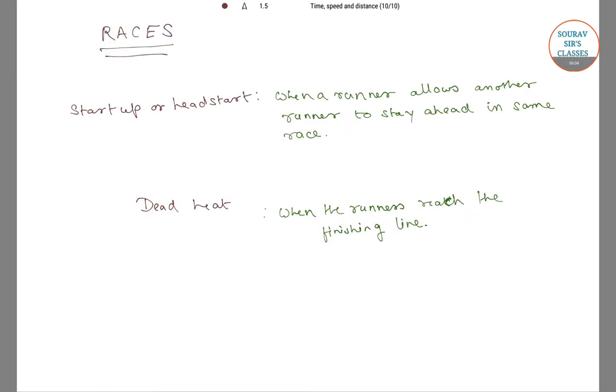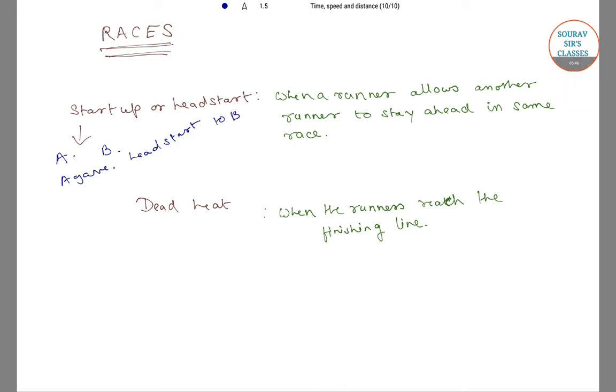Next is some of the problems based on races. Now there are certain terminologies involved with it. First is startup or head start. This is called when a runner allows another runner to stay ahead in the same race. For example, suppose there are two runners A and B, and A gave head start to B.